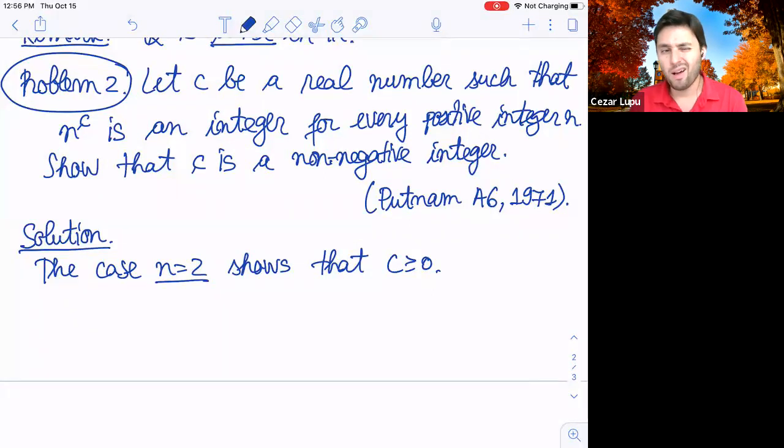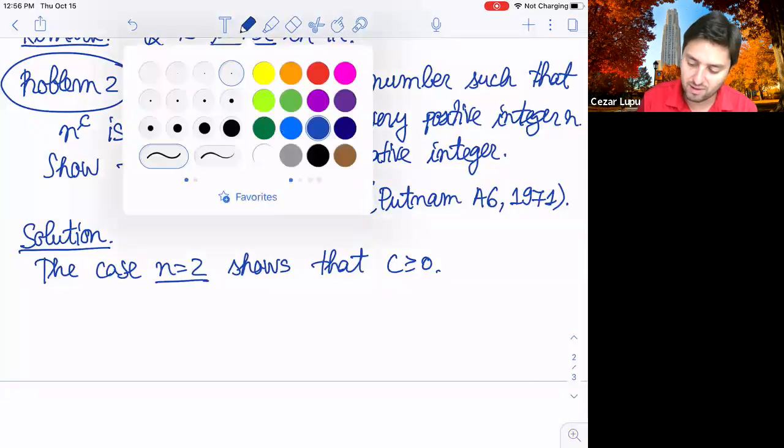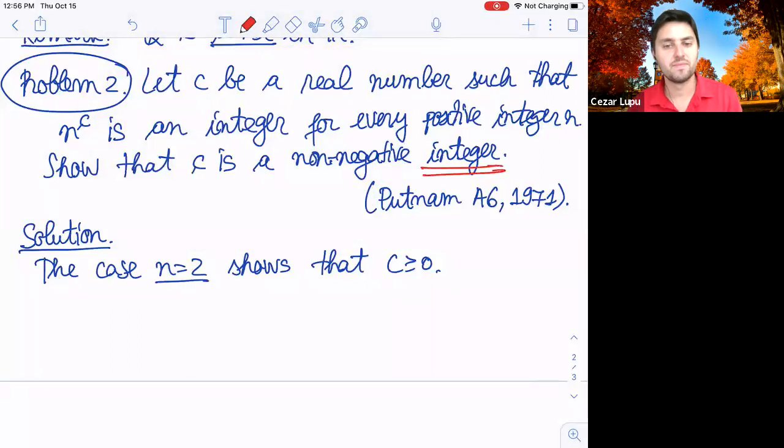2 to the power c is an integer. I don't think c can be negative, because that would not be an integer. You have the exponential 2 to the power c. If c is negative, then 2 to the power c will be less than 1, but that wouldn't be an integer anymore. So that's clear: c is non-negative. From n equals 2, it follows that c is non-negative. But we want something even more. We want this to be a non-negative integer. That's the hard part to show. So at this point, we have to show that c is an integer.